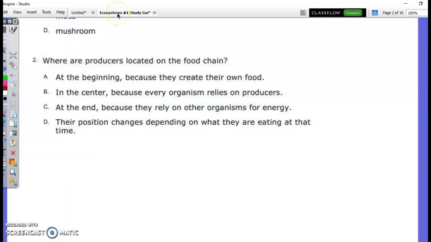Yes. So you go back and you look at this, and you know that the answer is A at the beginning. Why? Because they make their own food. They're not in the middle. Don't let those things confuse you. They're not at the end. They don't rely on other organisms. Other organisms rely on them, and they don't change their position depending on what they are eating. They don't eat. They're not consumers.